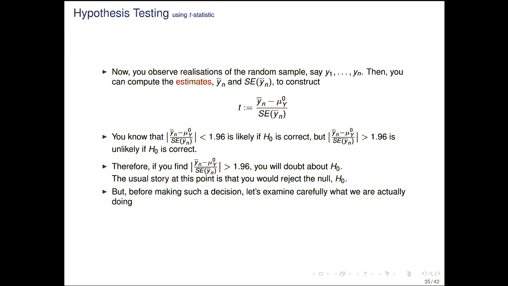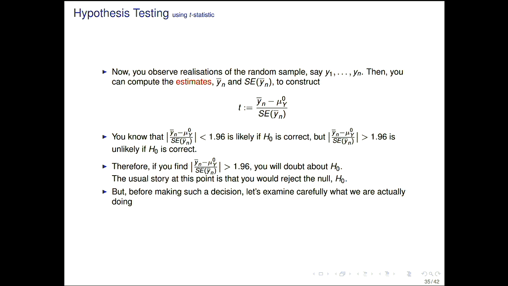And we're going to follow exactly the same logic. This event is likely if the null is right, but this other event is unlikely. If it is unlikely, then you might say that maybe our null hypothesis is not correct. You can suspect the validity of the null hypothesis, so you want to reject it. This is the usual story. Whenever this ratio is greater than 1.96 in absolute value, you reject the null hypothesis.